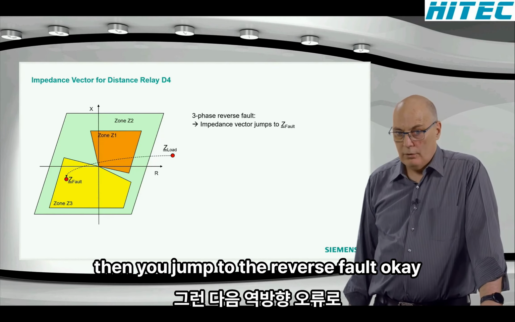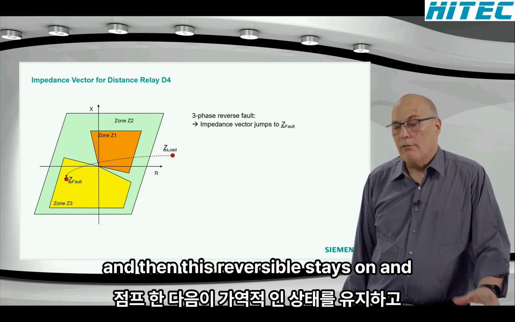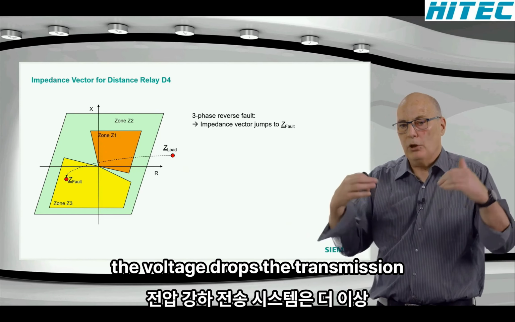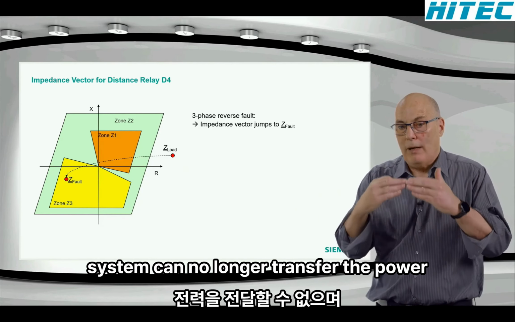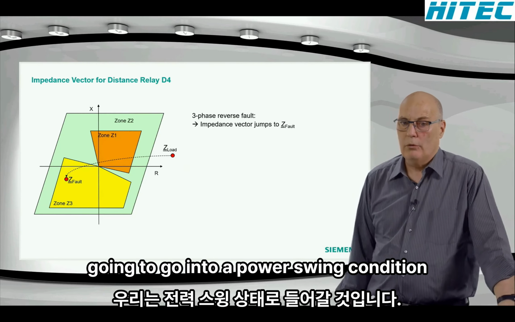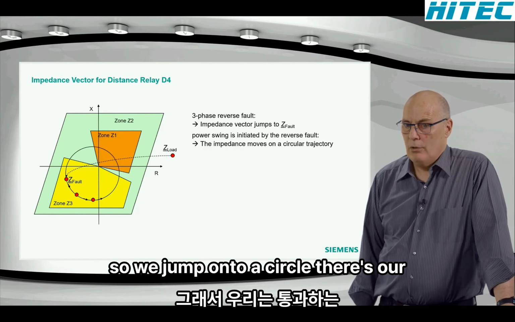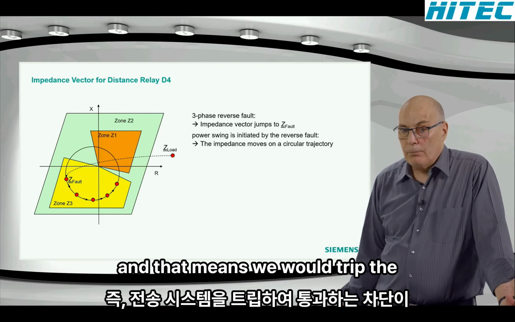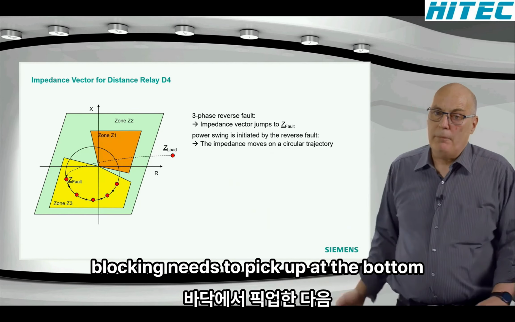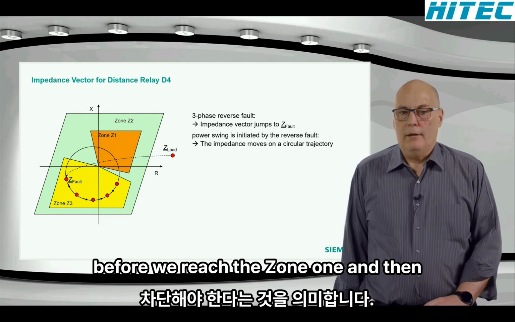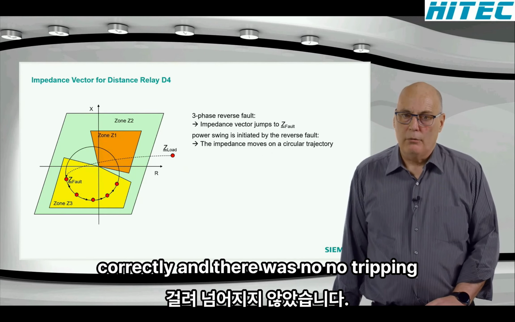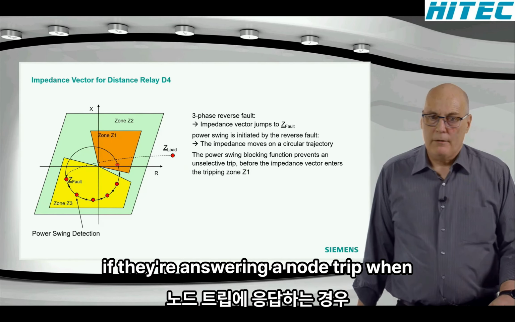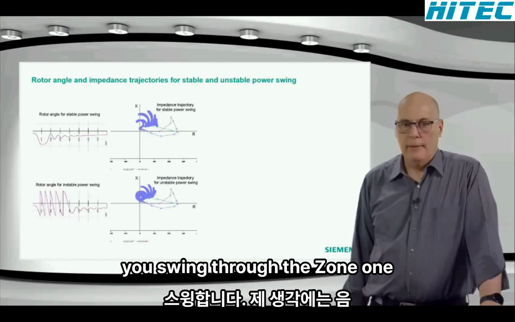Then you jump to the reverse fault, okay, and then this reverse fault stays on, and now the voltage on that busbar, that transformer-connected busbar, is dropping. And remember what happens if voltage drops, the transmission system can no longer transfer the power, and the angle is going to increase. We're going to go into a power swing condition. So we jump onto a circle. There's our power swing circle, and that's going to circle right into the zone 1. And that means we would trip the transmission system. So the power swing blocking needs to pick up at the bottom before we reach the zone 1 and then block it. And that's what happened correctly, and there was no incorrect tripping due to that power swing. The power swing and no trip when you swing through the zone 1.